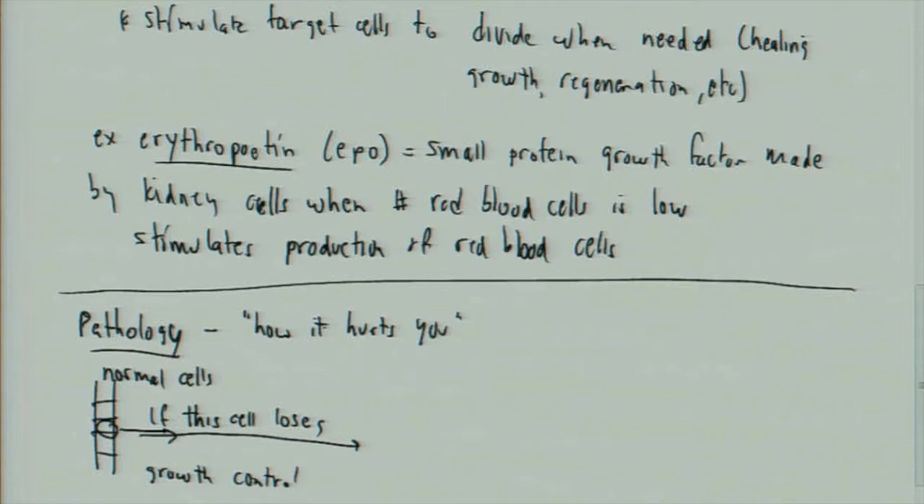So the idea is that this cell has to lose growth control, and it has to lose it in a genetic way. That is, it actually has to change its DNA so that not only does this one cell divide when it oughtn't, but all of its offspring cells divide when they should not. And so now you get a pile of cells. Instead of a nice orderly arrangement of cells customized for their particular purpose, you end up with a blob of cells, and that's a tumor.